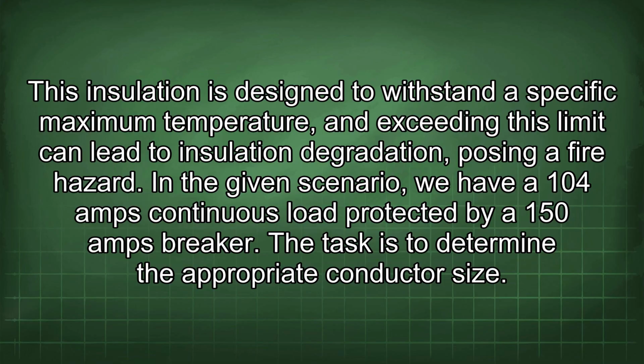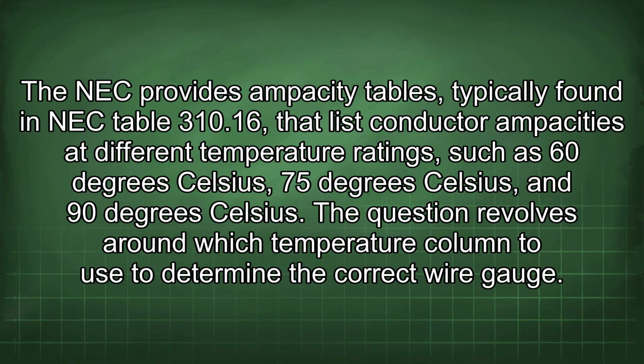In the given scenario, we have a 104 amps continuous load protected by a 150 amps breaker. The task is to determine the appropriate conductor size. The NEC provides ampacity tables, typically found in NEC Table 310.16, that list conductor ampacities at different temperature ratings, such as 60 degrees Celsius, 75 degrees Celsius, and 90 degrees Celsius. The question revolves around which temperature column to use to determine the correct wire gauge.